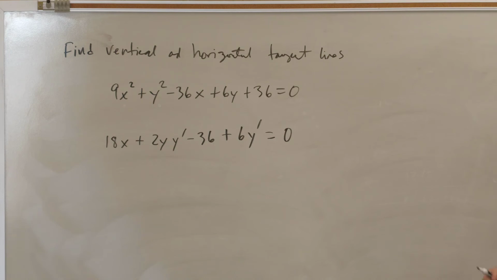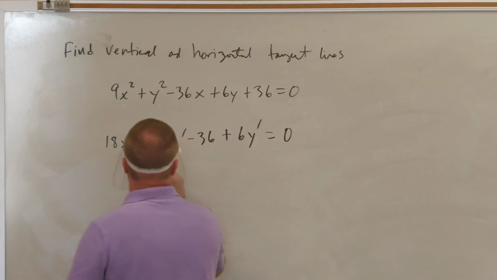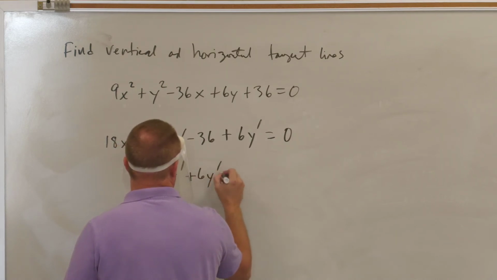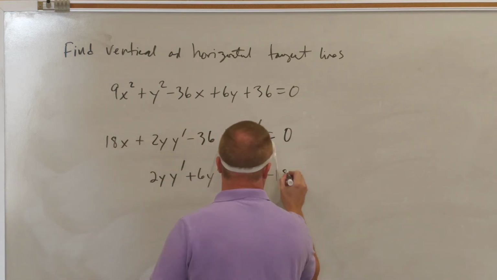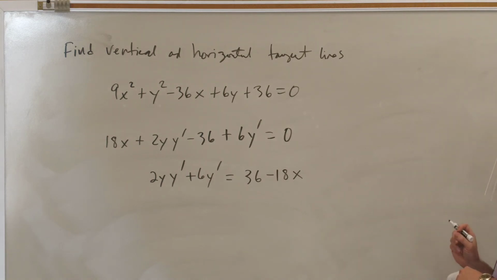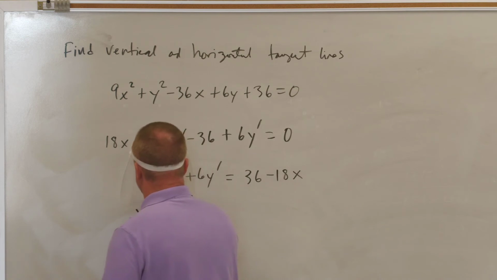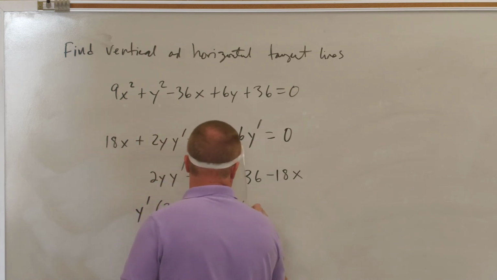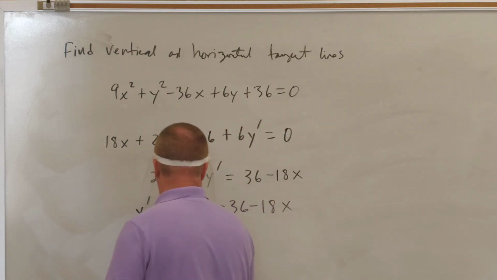Okay. We can go ahead and find it. The algebra on this is not too bad. So I would probably just collect my y prime terms and move the other ones to the other side. So do that. And then factor out the y prime. And then divide both sides.